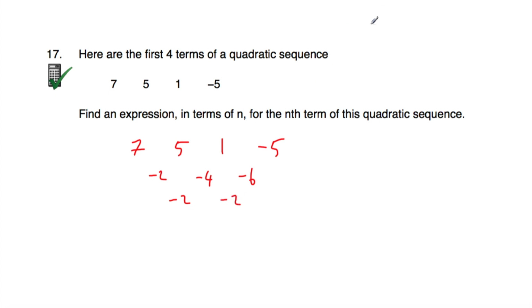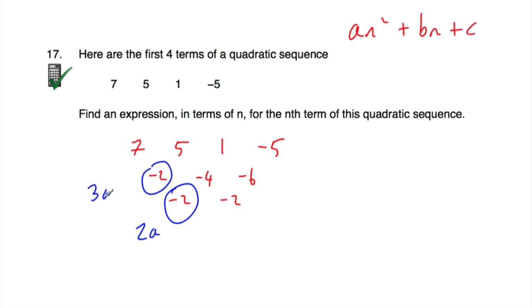So that's fantastic. So remember, our nth term is something in the form of an squared plus bn plus c. We want to find the values of a, b, and c. So let's look at our second differences. So that would be equal to 2a. Our first difference would be equal to 3a plus b, and our first term in the sequence is equal to a plus b plus c.